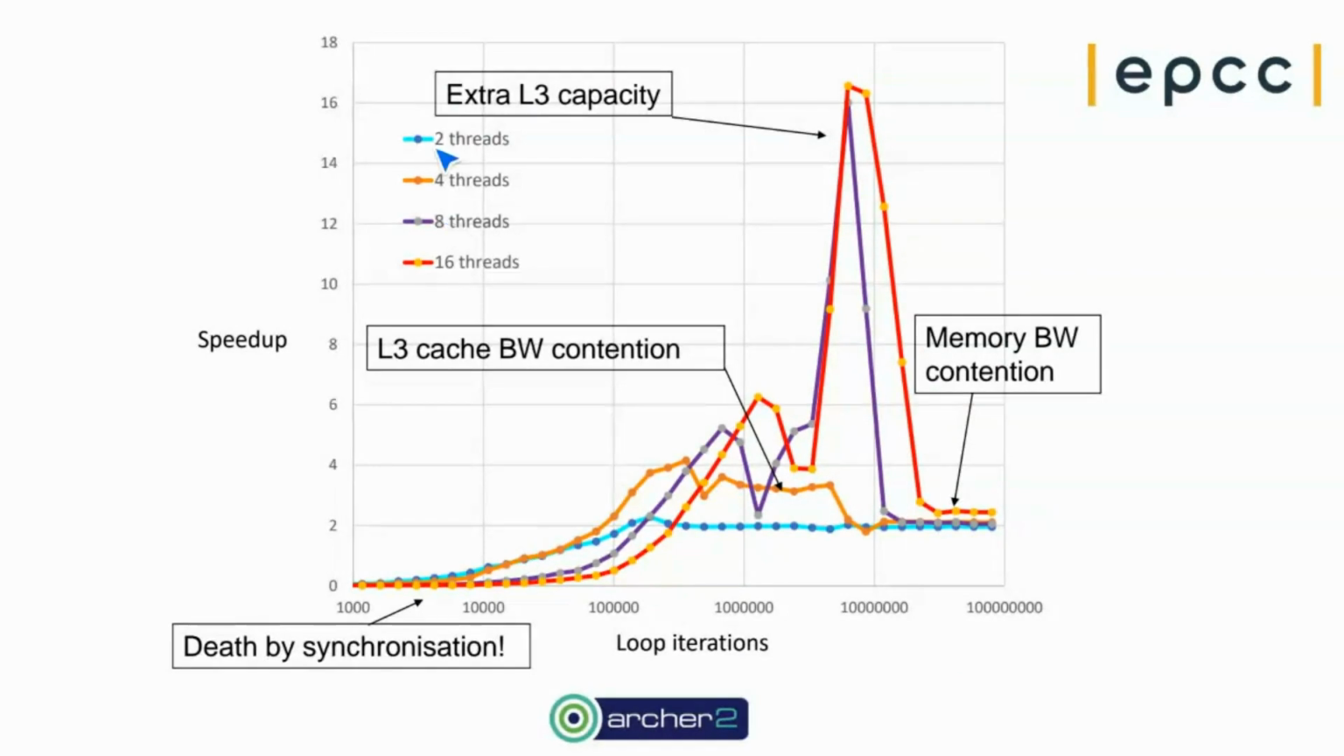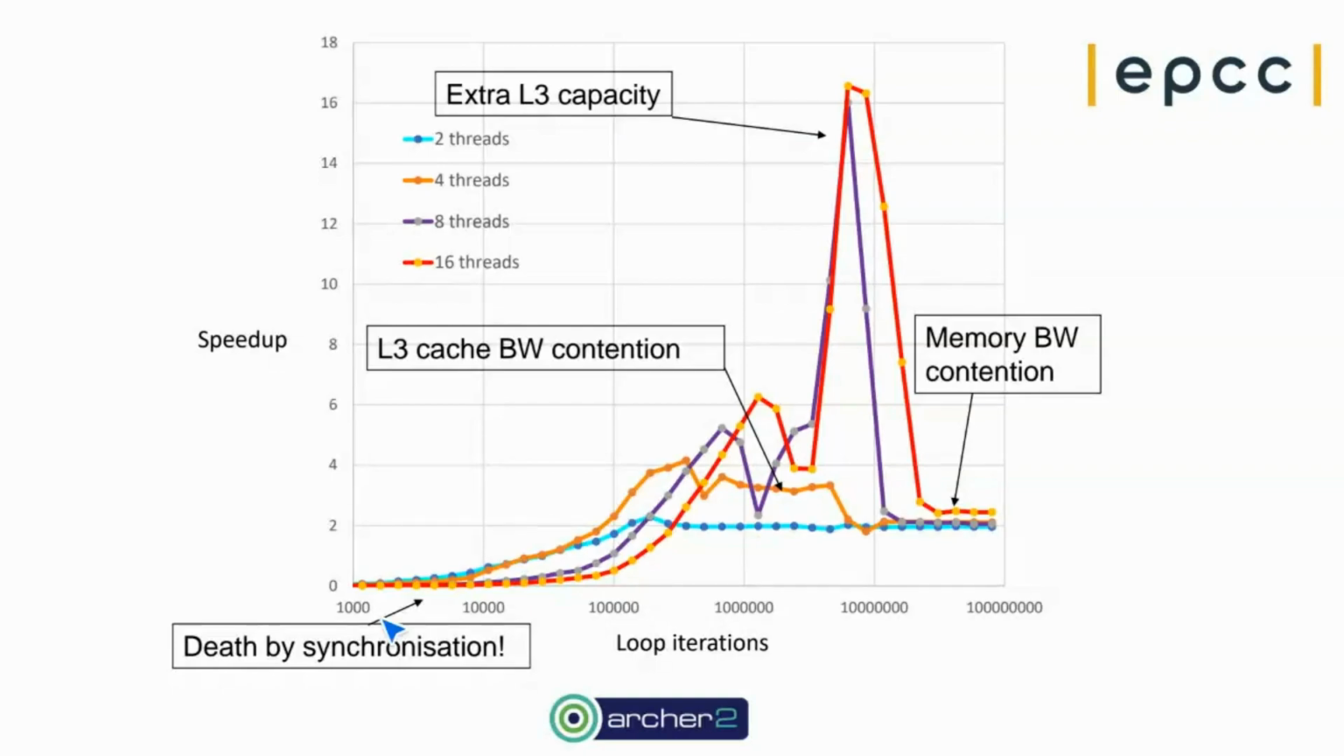So for 2 threads at least, once we've overcome the overheads of the parallel region, we basically hit a speed up of 2 for all large data sizes. So that's fairly straightforward. It's kind of what to expect.